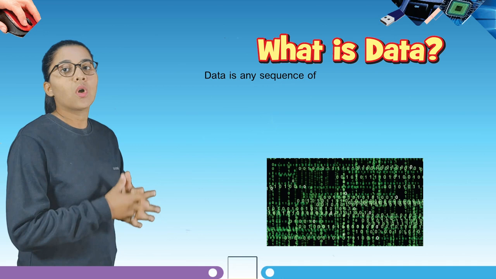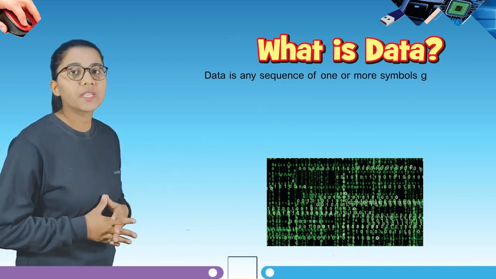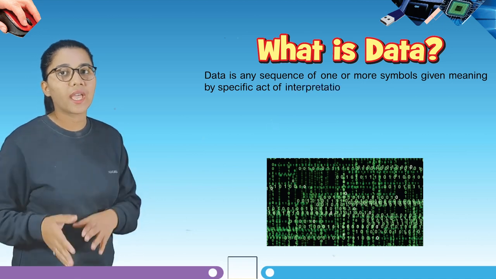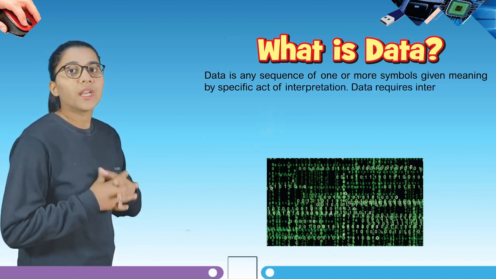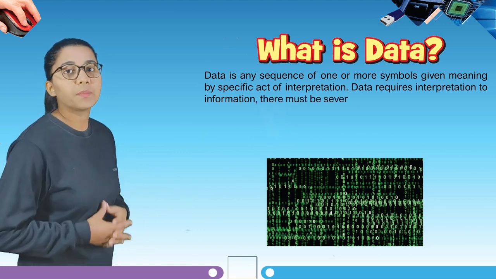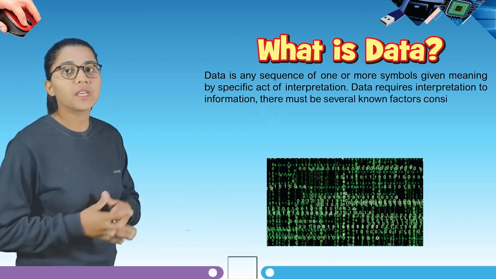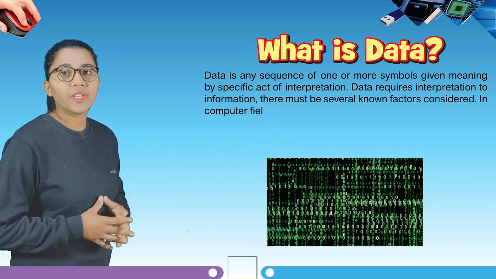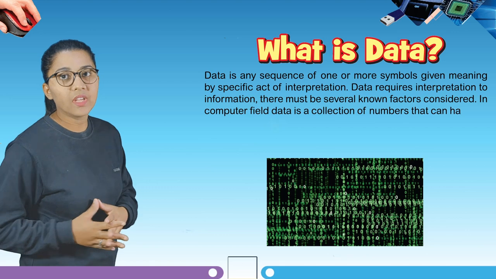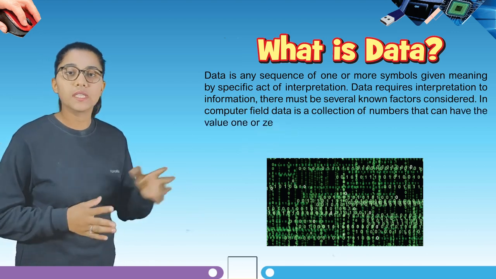So data is any sequence of one or more symbols given meaning by specific act of interpretation. Data requires interpretation to become information. There must be several known factors considered. In computer field, data is a collection of numbers that can have the value 1 or 0.